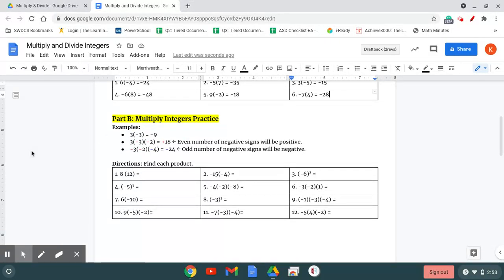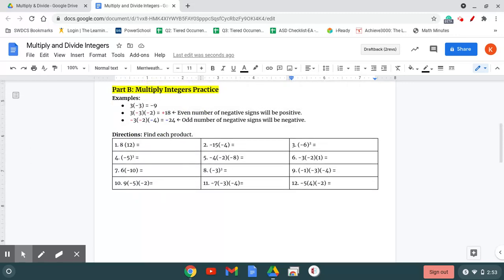All right, part B is practice, and this is the last section we're going to do for the day. There are a few examples. So the first example is 3 times negative 9. So like we just did before, when you have 1 positive and 1 negative, your answer is going to be negative. So 3 times negative 3 is negative 9.